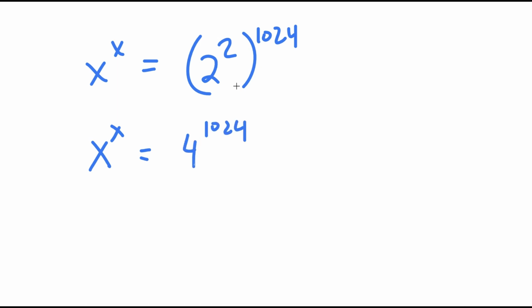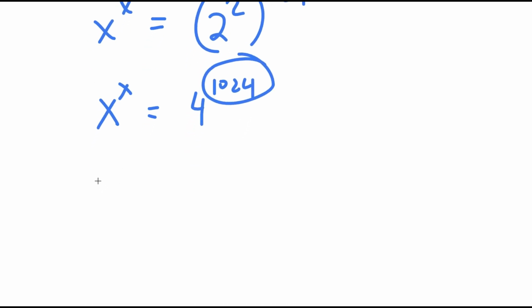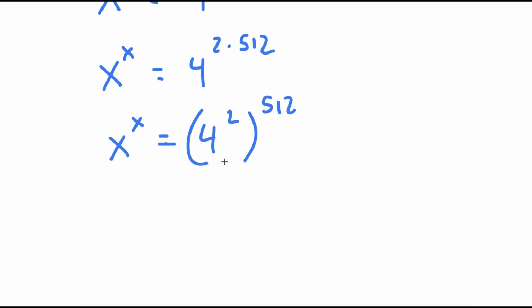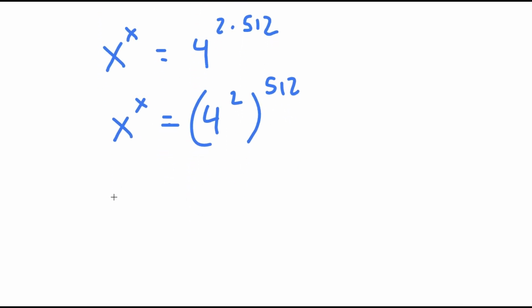Now, I'm going to repeat what I just did again. So 1024 is equal to 2 times 512. So now I have x^x is equal to 4 to the power of 2 times 512. And again, this is equal to 4 to the power of 2 to the power of 512. 4^2 is 16. So I have x^x is equal to 16^512.